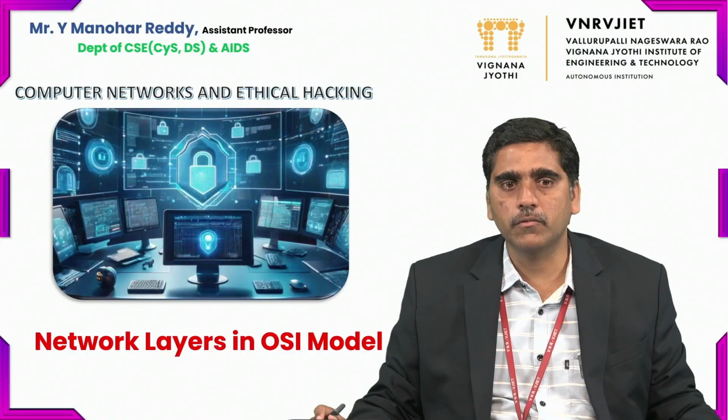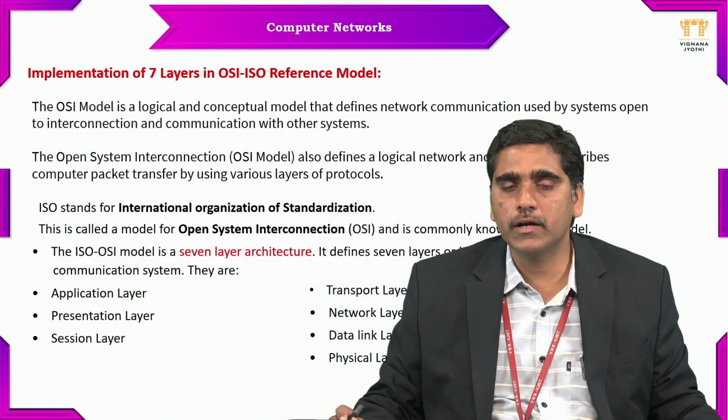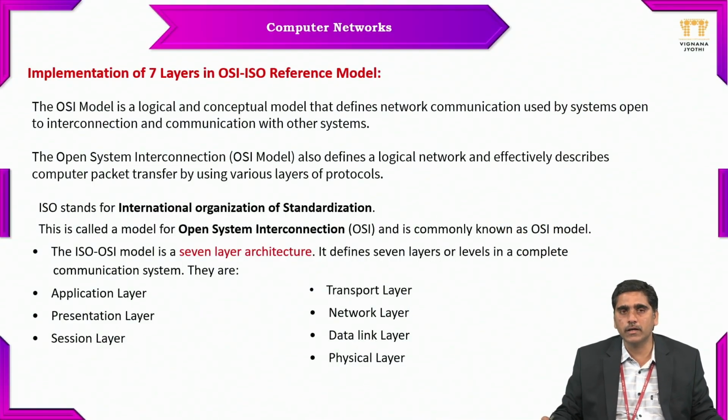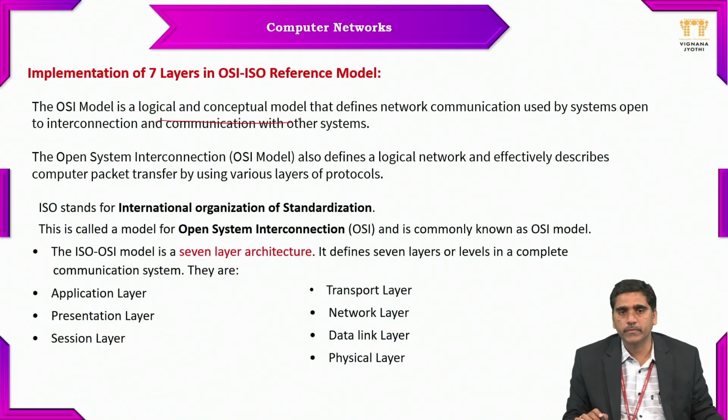Today in this session I am going to explain about the network layers in the OSI model. Generally we call it a 7-layer architecture or the OSI ISO reference model. The OSI model is a logical and conceptual model that defines network communication used by systems open to interconnection and communication with other systems.